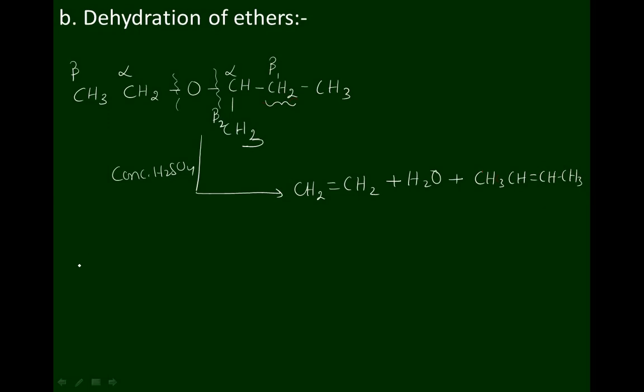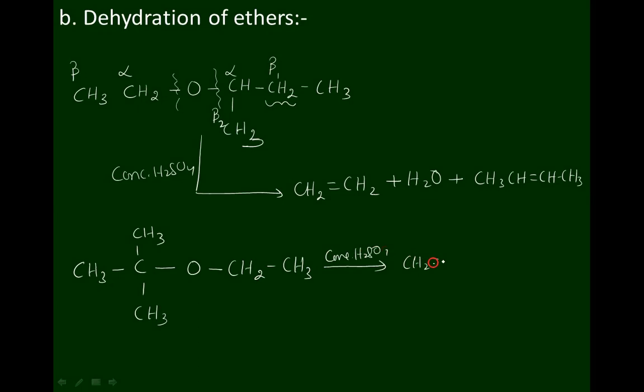If I have the molecule like this, CH3, CH3, O, CH2, CH3, complete the reaction. What happens when it is treated with concentrated H2SO4? We get CH2=CH2 plus H2O, plus one alkene is obtained. Please note it down.